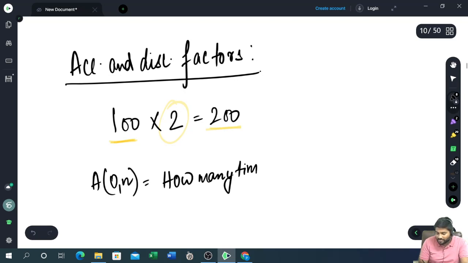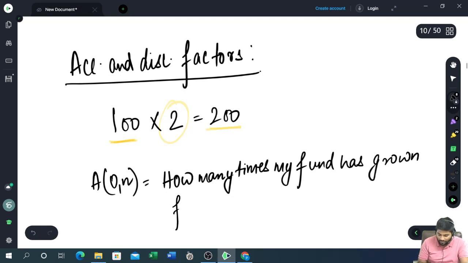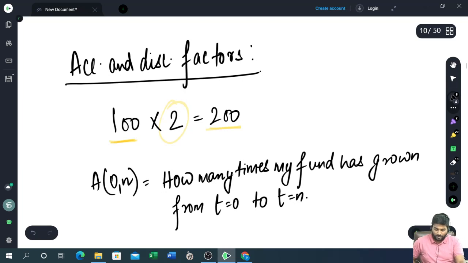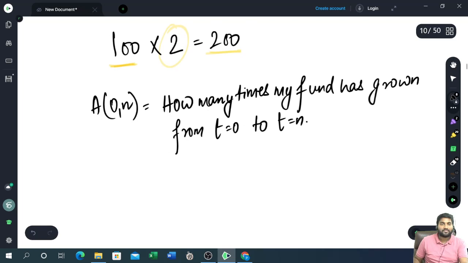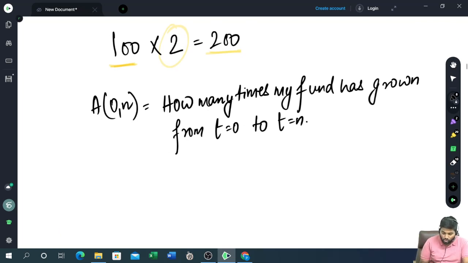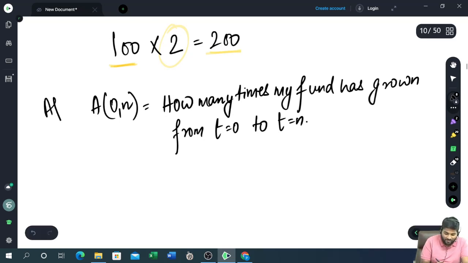How many times my fund has grown from t is equal to 0 to t is equal to n. Okay? Next. This is the accumulation factor. Short form is AF. AF means accumulation factor.